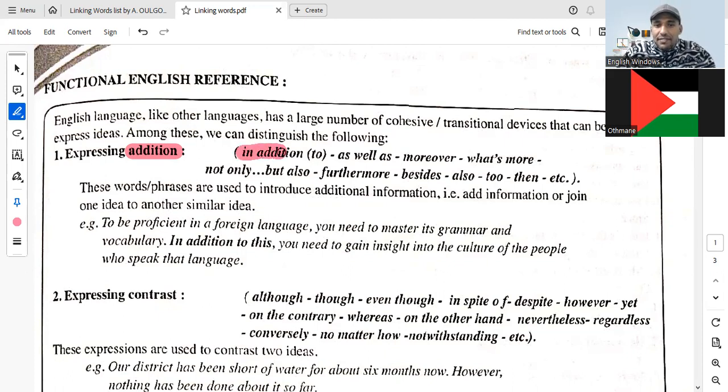So there are linking words that we can use to express addition. For example, we have in addition, or in addition to, we have as well as, which means and. Morocco as well as Algeria had a long history of struggle against colonialism. So moreover, it means also.